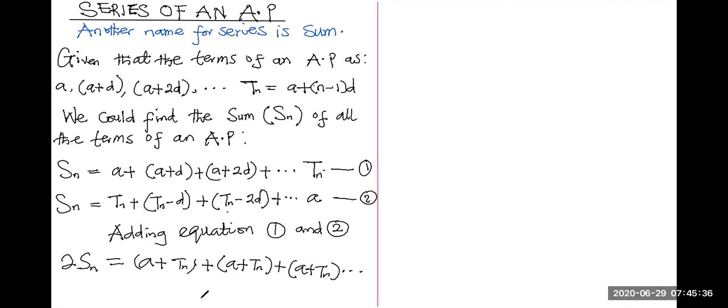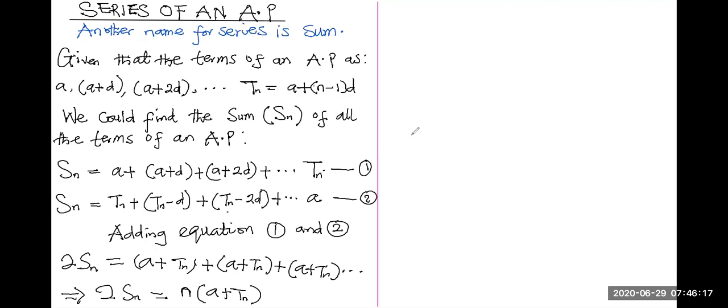Since the number of a plus Tn is unknown, that means we keep on having a plus Tn, a plus Tn, a plus Tn, and so on. So n will now become the number of a plus Tn that you are adding, since you don't know how many a plus Tn there are. So can I say that that implies that 2Sn is equal to n, the number of a plus Tn that are there, multiplied by just one a plus Tn. So that is how we come about this.